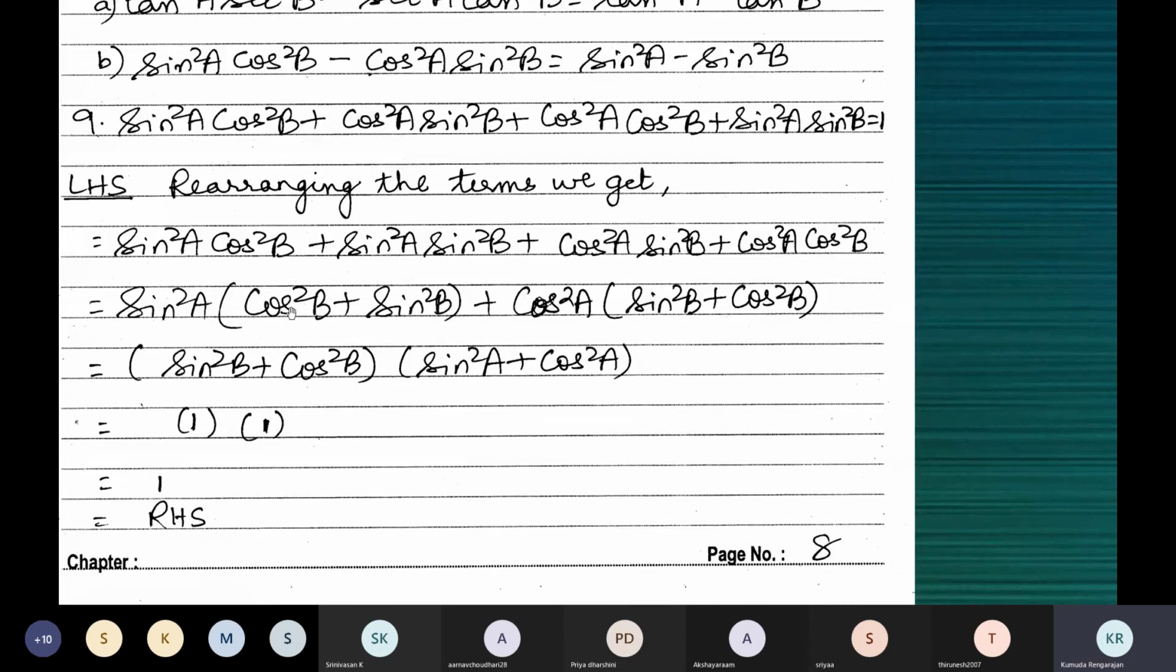What you can also do is, what is cos square B plus sin square B? 1. What is sin square B plus cos square B? 1. Identity. So sin square A into 1 plus cos square A into 1. So sin square A plus cos square A, which is again 1.